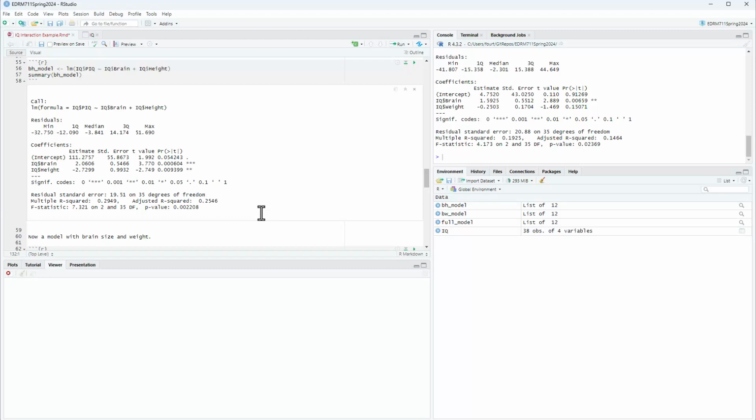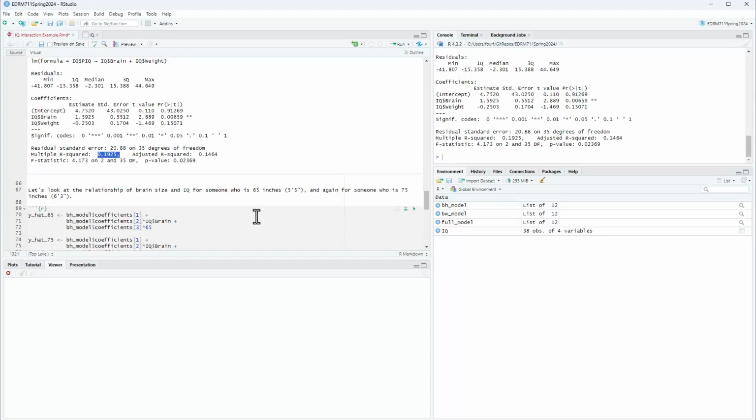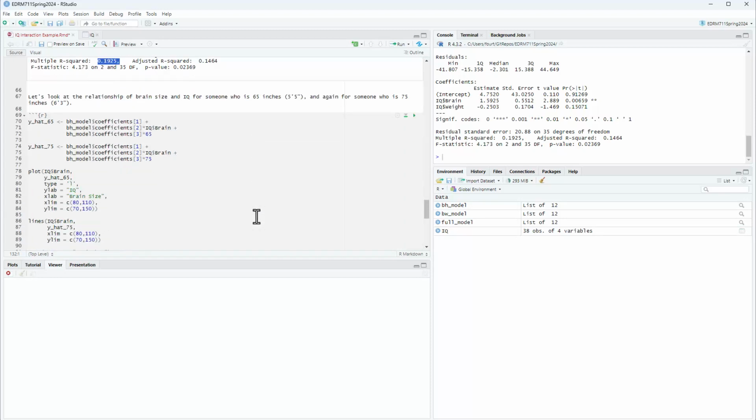But now I want to understand it better because I want to know what is the effect. What is the effect of brain size on IQ? What is the effect of height on IQ? Let's go ahead and do the following. Let's look at the relationship of brain size and IQ for two different heights. I've chosen, rather arbitrarily, although I would want to make sure that the numbers I choose are within the range of my data. I've chosen someone who's 65 inches and someone who's 75.